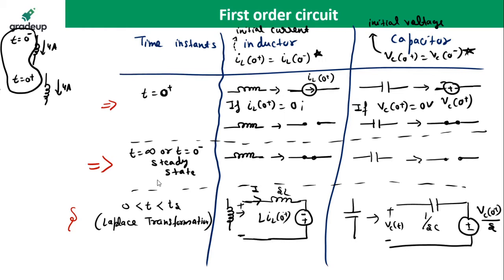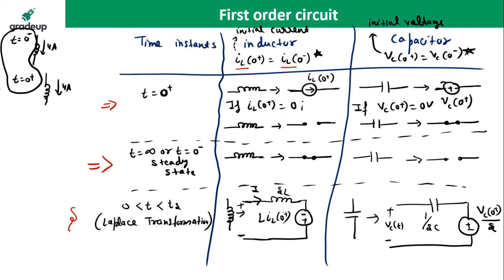Yes Ravi, that I have said, that at iL(0+) and iL(0-), the current will be the same. Means at t equal to 0+ and t equal to 0-, current through the inductor will be the same. Similarly, the same property goes for the capacitor voltage.